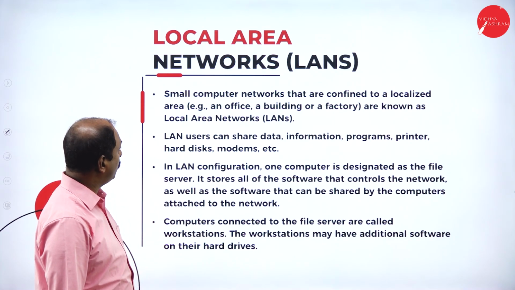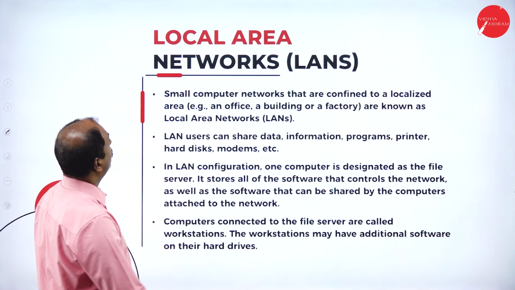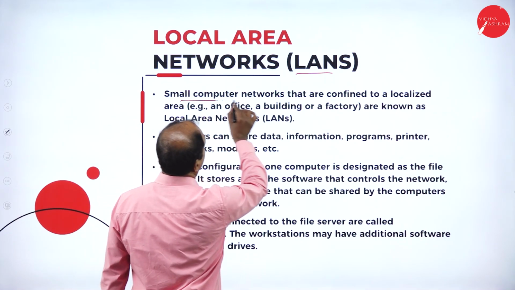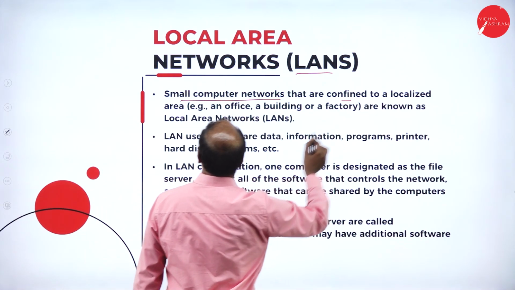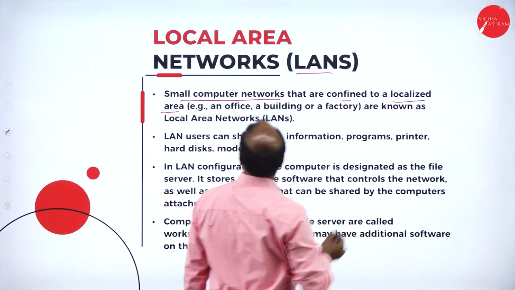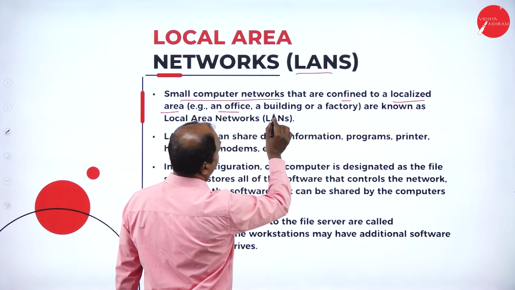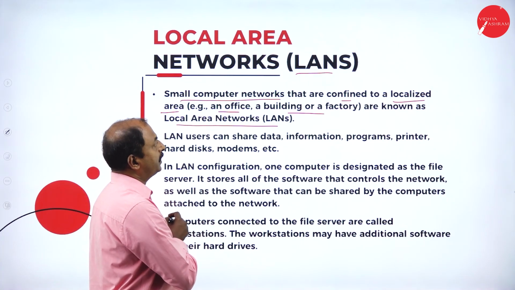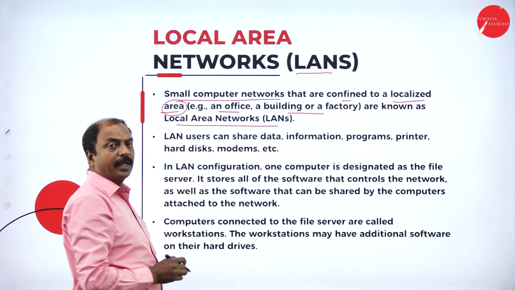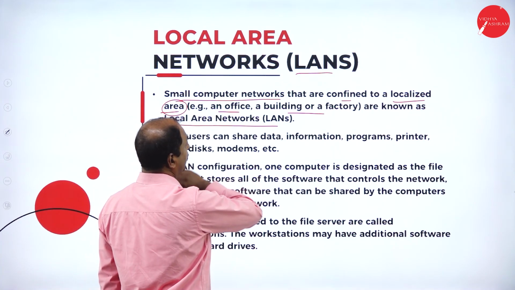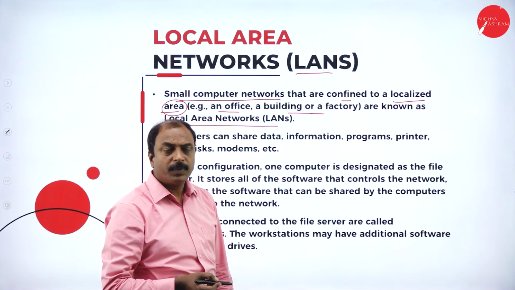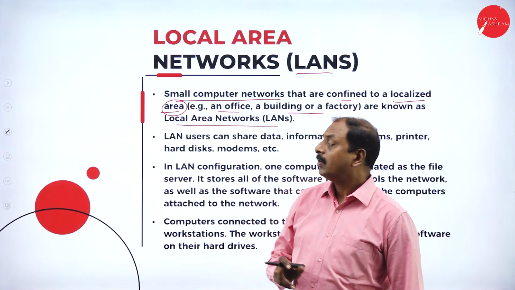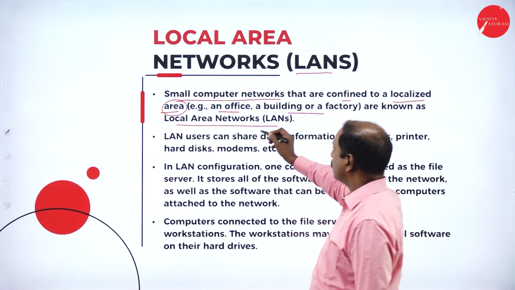Now let us see the definition of all the three types of networks. The first one is LAN, or local area network. So what is the definition of this? LAN is a small computer network that is confined to a localized area. For example, an office, building or a factory are known as local area network. It is a network confined to a localized area or a small area. For example, a network in an office or a small building or a computer factory are examples of LAN, where the network is restricted within that particular area. That is the definition of local area network.